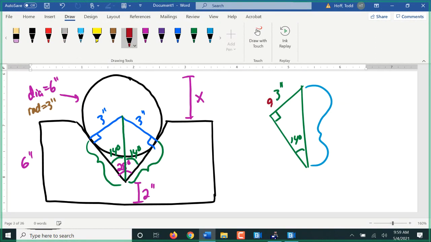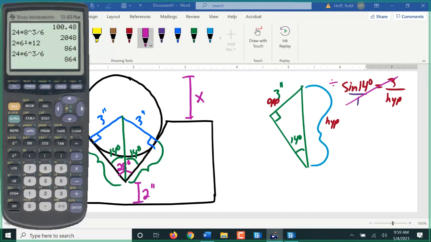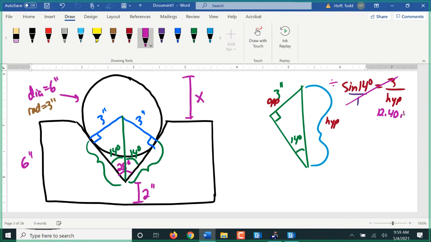According to the 14 degrees, this is the opposite side. This is the hypotenuse. Opposite and hypotenuse make sine. So the sine of 14 degrees equals my opposite side of 3 inches over that hypotenuse. We'll put that over 1 so that we can cross multiply and divide. Well, 1 times 3 is 3, divided by the sine of 14 degrees gives us 12.40 inches. So this length right here, from here to here, is 12.40 inches.